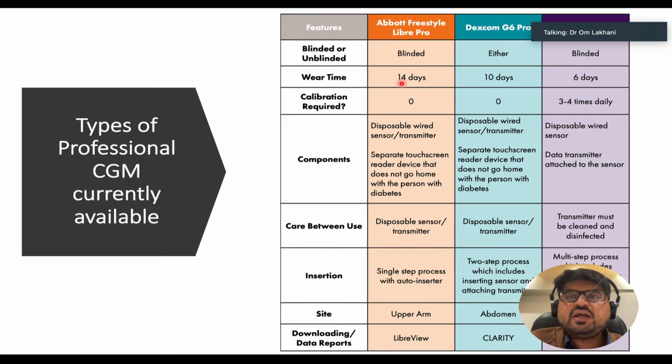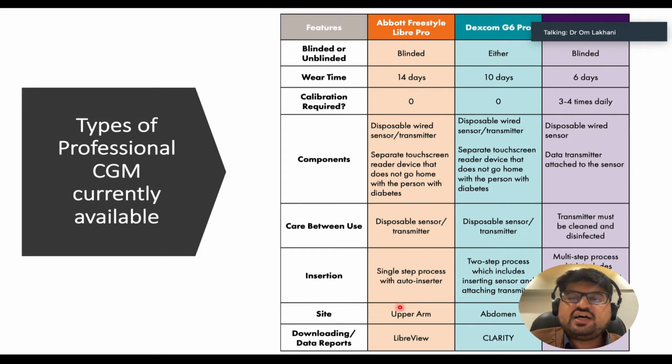Now, of these, the Dexcom G6 is a hybrid device, so it can be used as a professional as well as a real-time CGM. The other ones are pure play real-time retrospective professional CGM. Of these, Abbott Libre Pro is the one which we use the most, and it has the longest time as well. It gives you a 14-day reading. Dexcom G6 gives a 10-day reading, whereas a Medtronic device gives a 6-day reading.